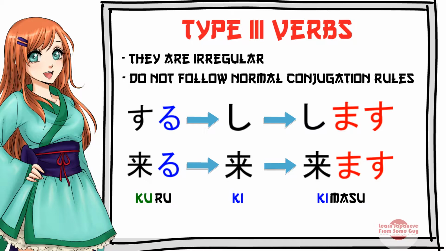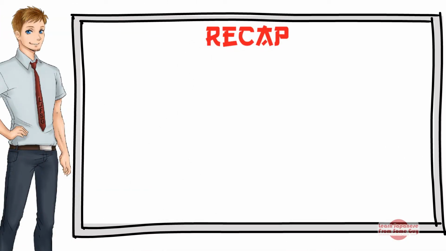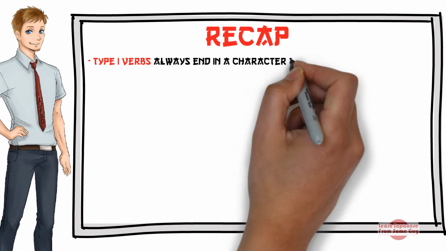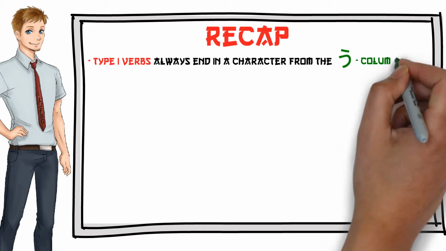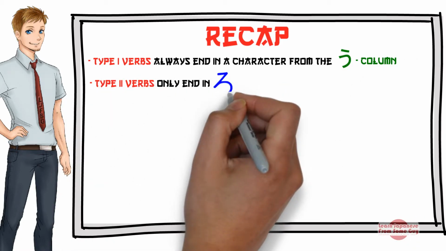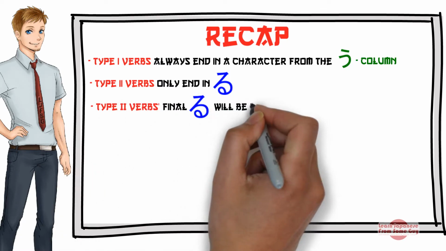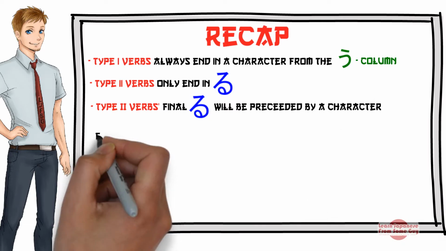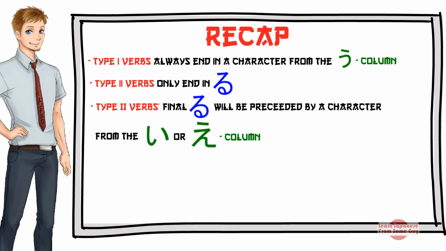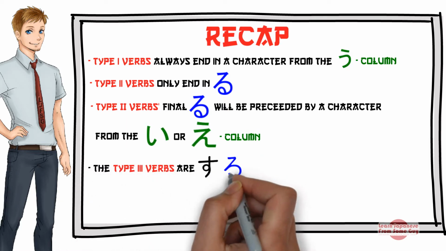That's going to do it for this lesson. Let's go over what we just learned. Type 1 verbs in their dictionary form will always end in a character from the u column in the hiragana chart. Type 2 verbs will only ever end with ru. Type 2 verbs will have the final ru character preceded by a character from either the i or e column of the hiragana chart. The two type 3 verbs are suru and kuru.